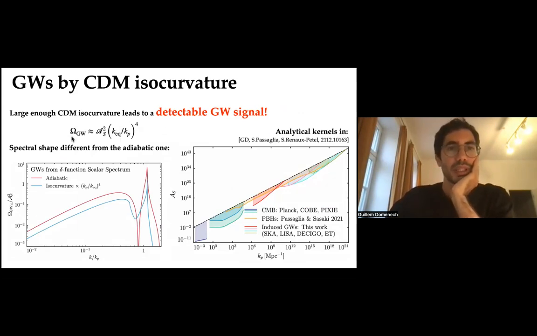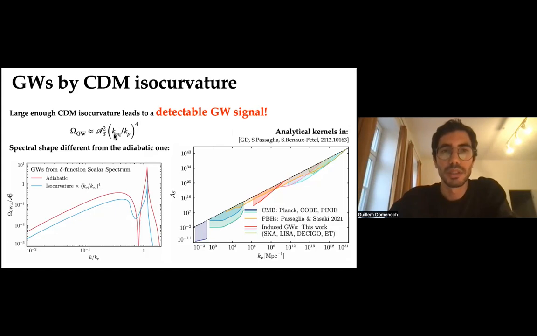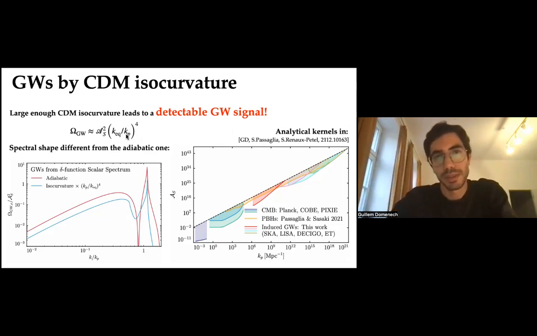For example, one estimate is that it will be proportional to the amplitude of isocurvature fluctuations suppressed by the ratio. This is the wave number at equality. Is it 0.01 megaparsec inverse? And then this is the scale, if you have a peak in the isocurvature. So this usually is huge.